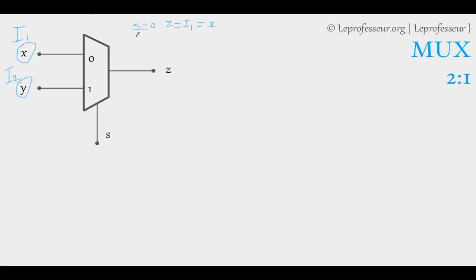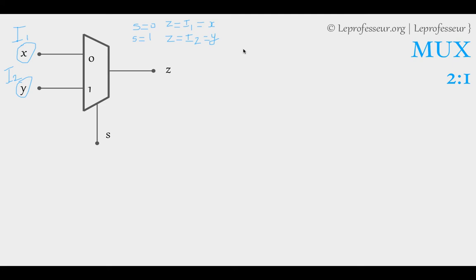And when the select input is 1, what will the output have? The output will have the signal routed which is on the I2 pin, or the second input to the multiplexer, which is the value Y. So this is the simple basic fundamental of a 2:1 multiplexer, selecting one out of two inputs.